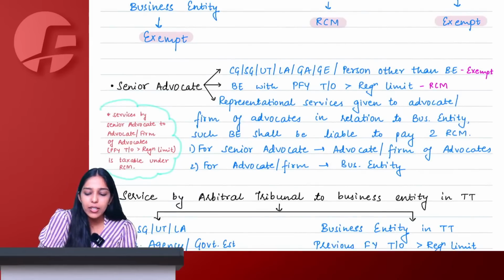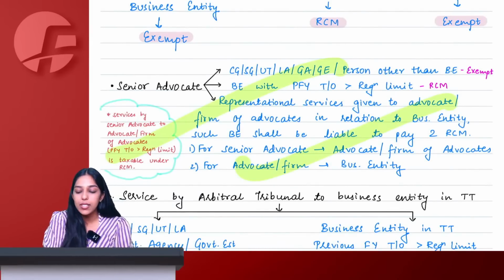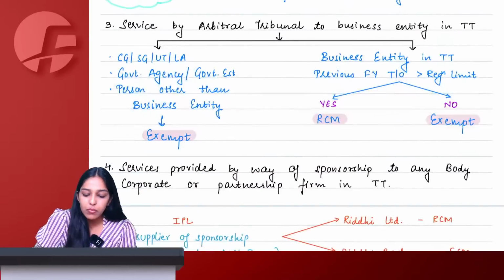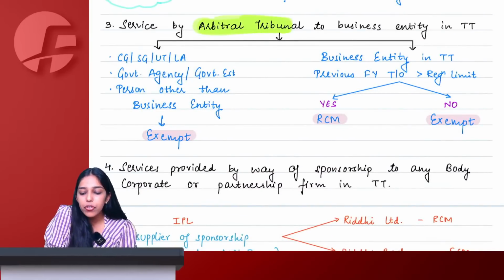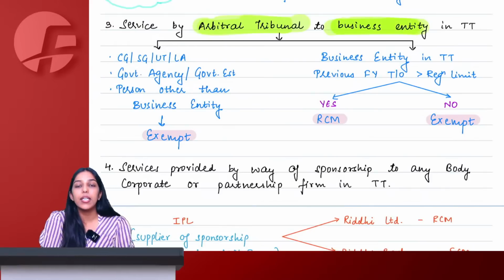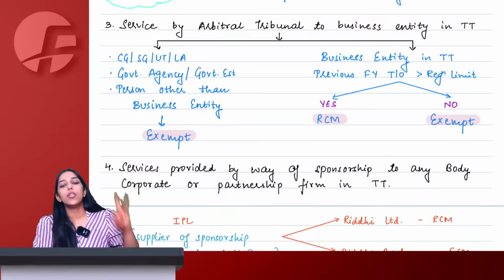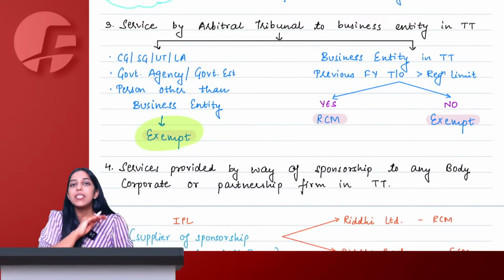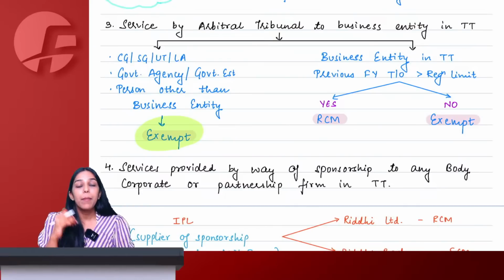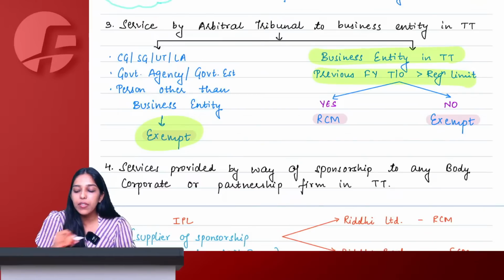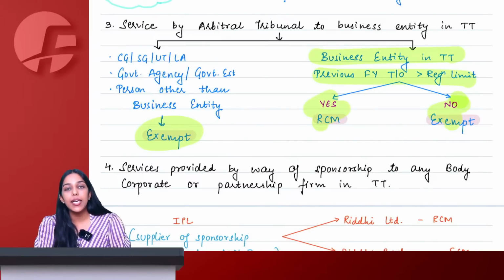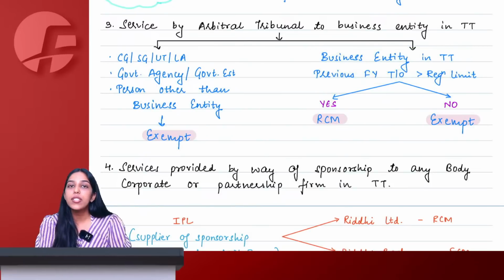Senior advocate point, not that important for exam, never even asked, doesn't matter. Chalo. Then service by an arbitral tribunal to a business entity. Again, if an arbitral tribunal is giving services to CG, SG, UT, LA, GA, GE, or a person other than a business entity, it is all going to be exempt. Same to same provision like legal only. But if the arbitral tribunal is giving services to a business entity whose preceding financial year turnover is greater than the registration limit, then RCM, otherwise exemption. Same to same provisions apply.